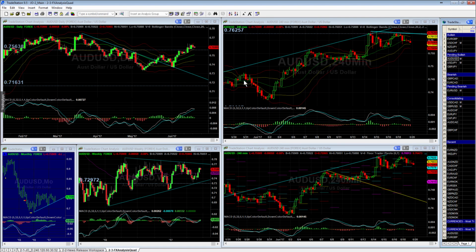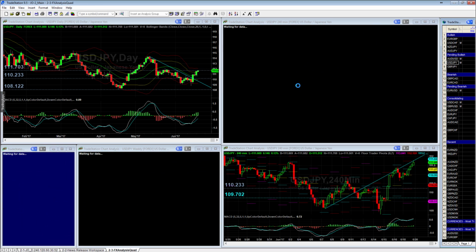For the Aussie US dollar and the pending bullish, we're watching for a break above this consolidation trend line at 0.76257 to go long potentially.